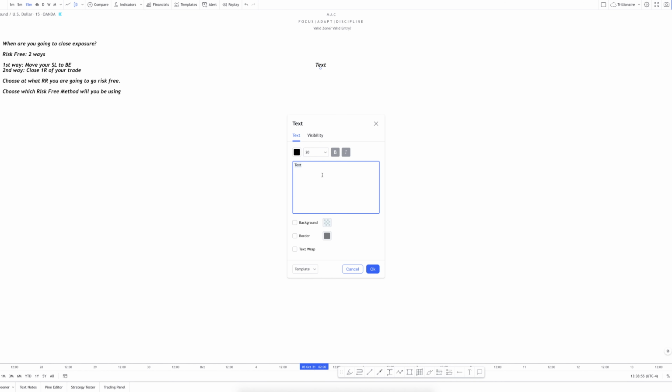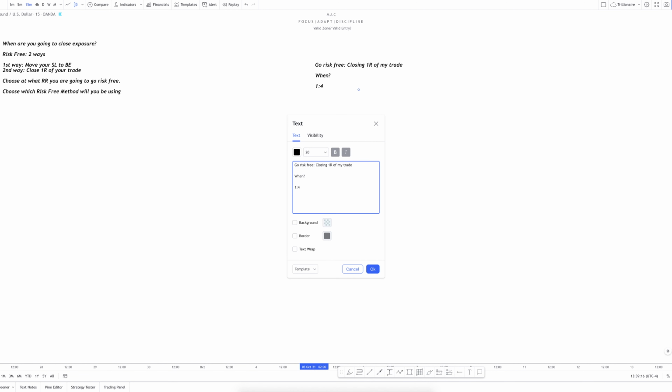Okay, so I like to go risk-free by closing 1R of my trade. Now the question is when. So I like to close 1R of my trade when I am up 4R, okay?